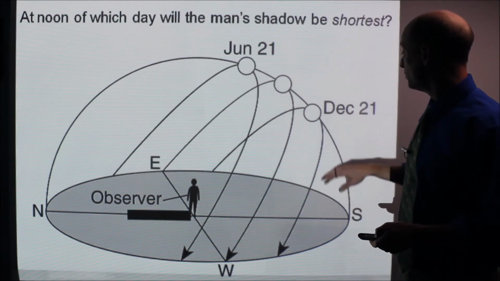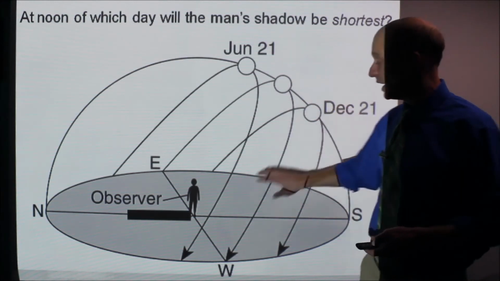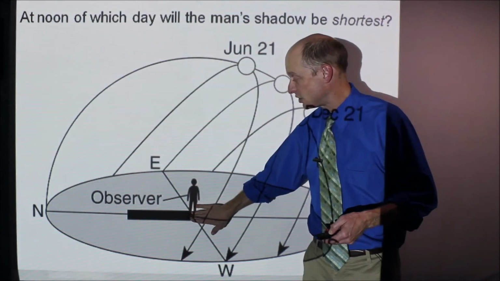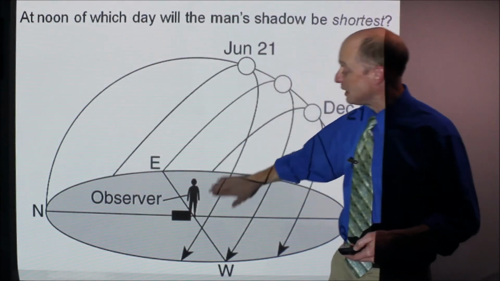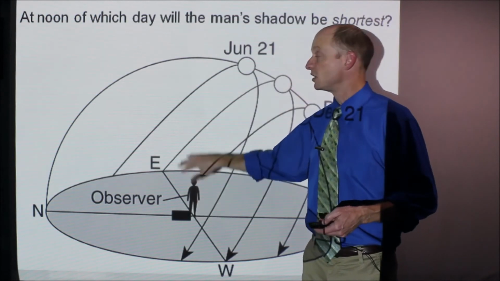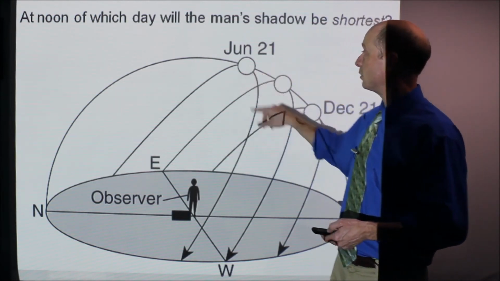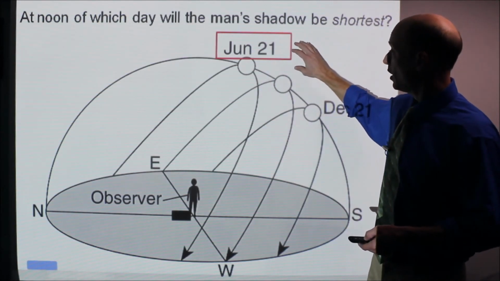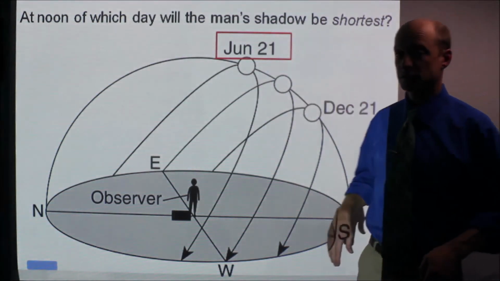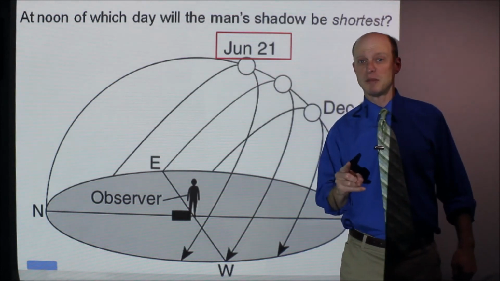This here would be the shadow on December 21st. I kind of represented the length of his shadow, because the sun is lower in the sky. And on June 21st, it would be like this. It would be shorter because the sun is higher in the sky at solar noon. Therefore, he will have the shortest shadow on June 21st. This stuff's important. Make sure you know it.